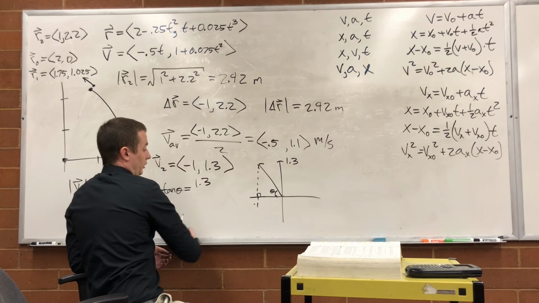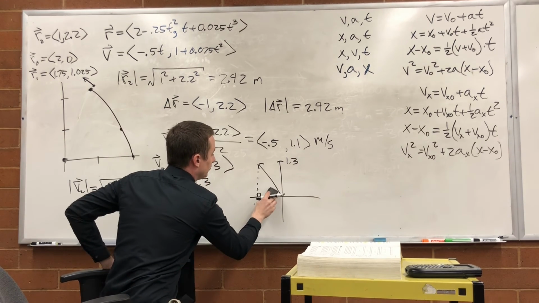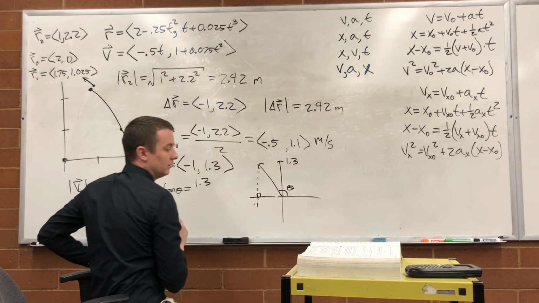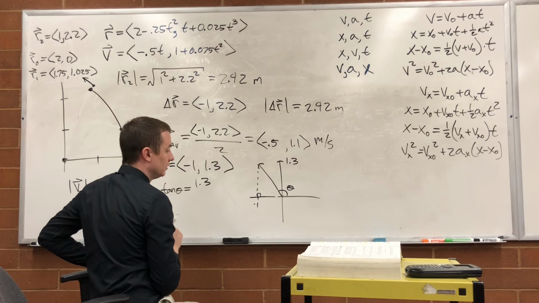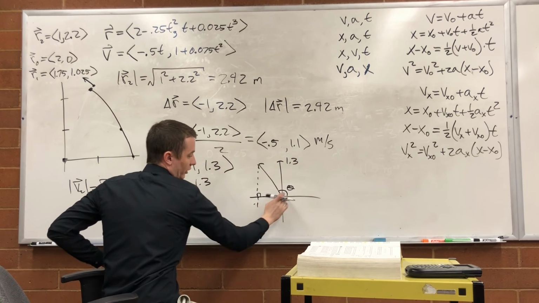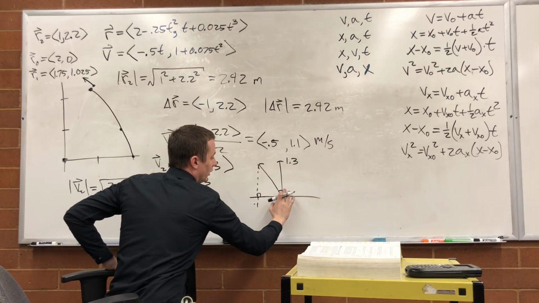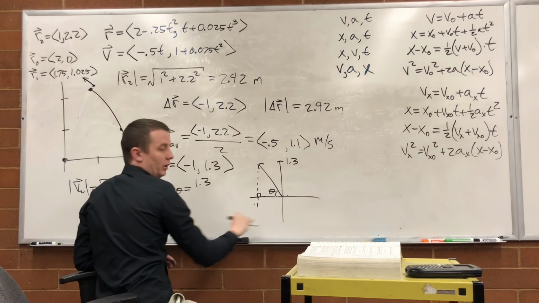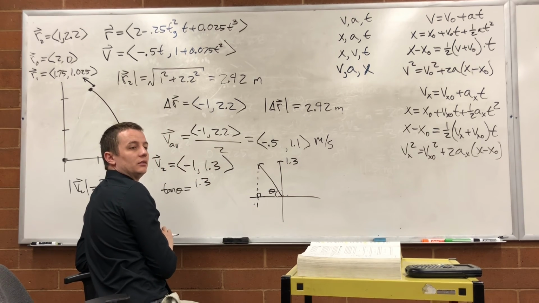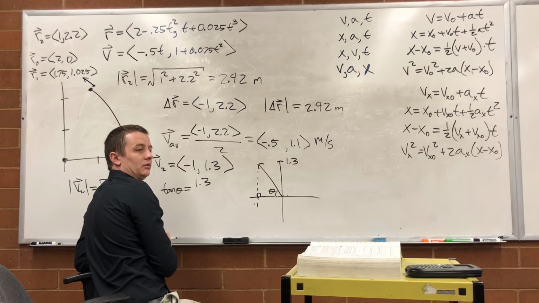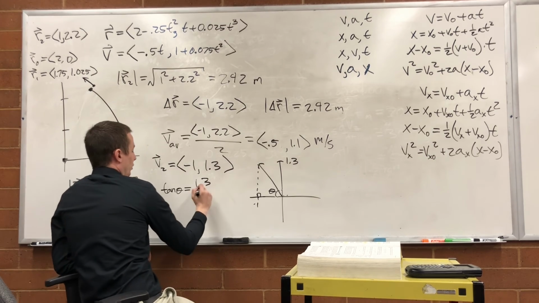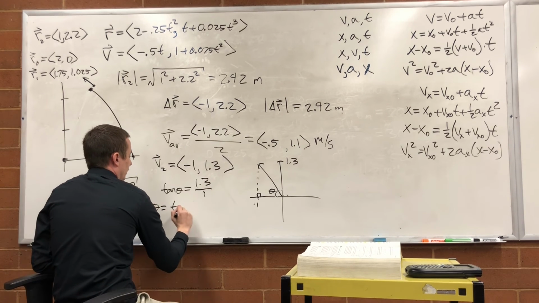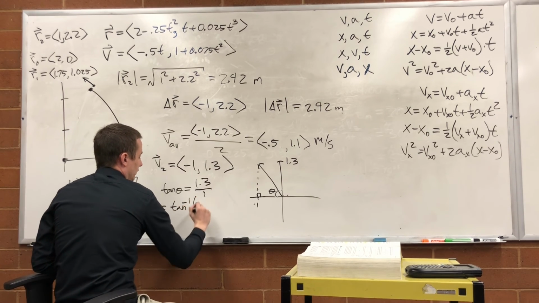Negative 1. Okay, if you're going to call that negative 1, then we need to call our tangent this angle. We call that theta. So let's just do 1 then. If we call that theta, then we call this negative 1. But if we call this theta, then we need to call that 1. Does that make sense? So 1.3 over 1, or in other words, theta is going to equal the arc tangent of 1.3.